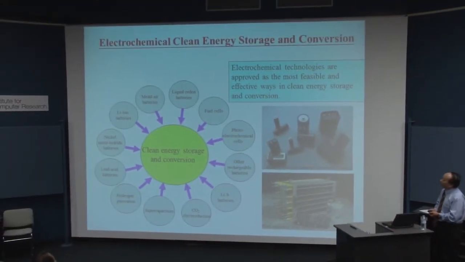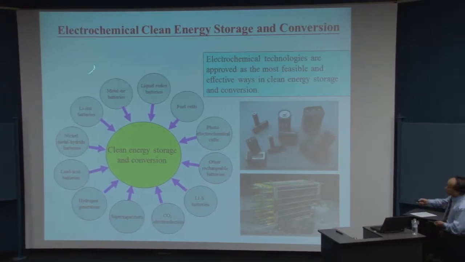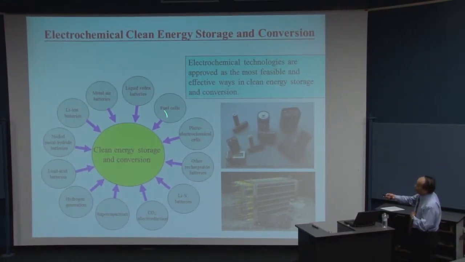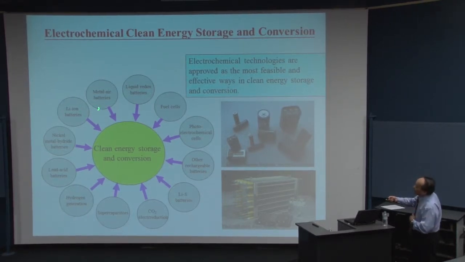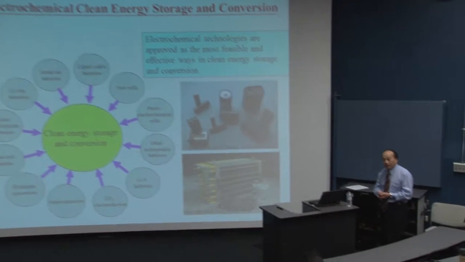Then there is this kind of storage, and also magnetic superconductors, and also ice melting and utility financing, etc. Those are for energy storage and conversion. But I would say at this moment, electrochemical technology is proved to be the most feasible and effective way in clean energy storage and conversion. What kind of electrochemical technology? There are at least several of them. For example, you may be familiar with the fuel cell, the lithium-ion battery you use in your cell phone, and the supercapacitor. This kind of technology is called electrochemical technology.